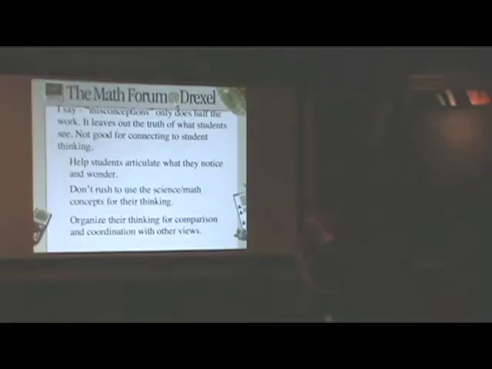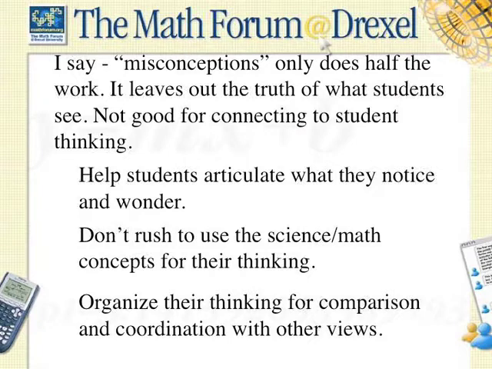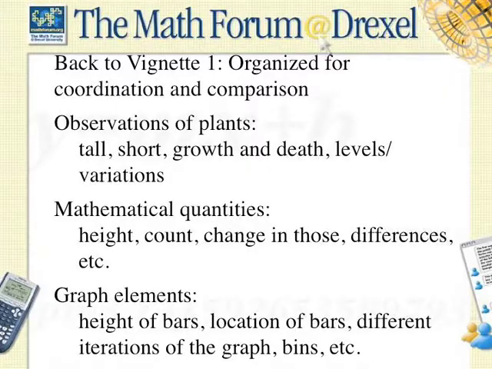I would say that our job is to help students articulate what they notice and wonder. Don't rush to use the science and math concepts for their thinking, and organize their thinking for comparison and coordination with the other views. So what would that look like? Let's go back to our video. We have 3 dimensions, I'd say: the observations, the experiential, the mathematical quantities, and the graph elements. Spend time thinking in each of those and then coordinate across those.